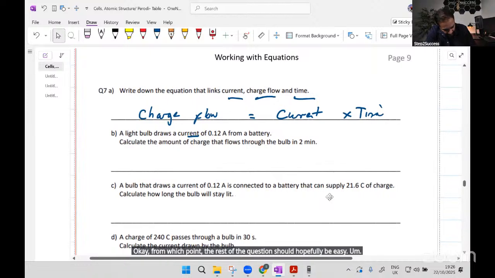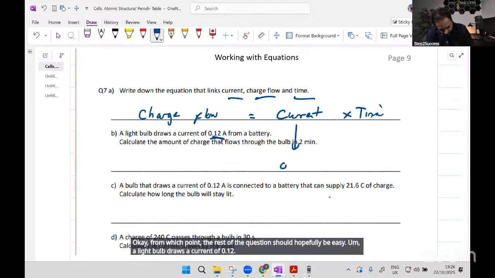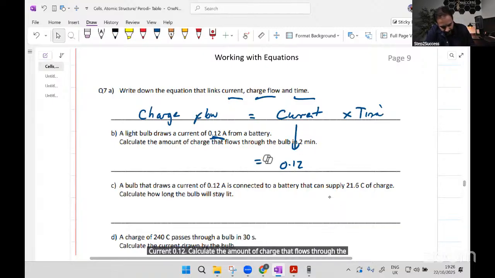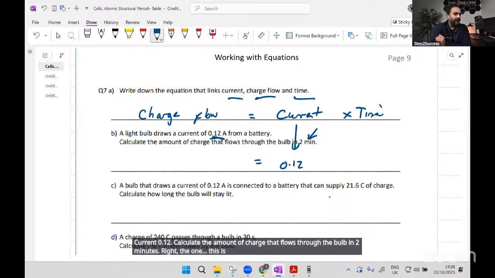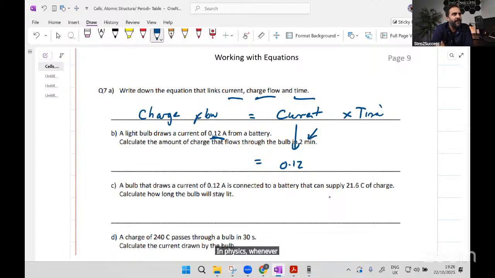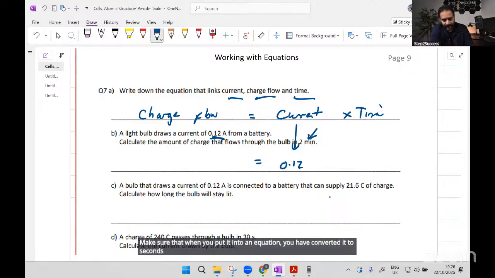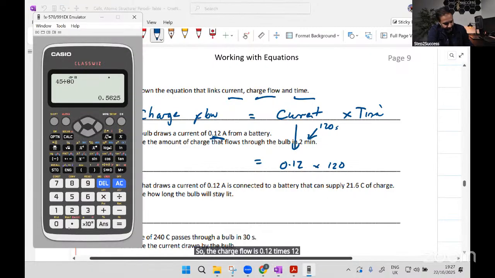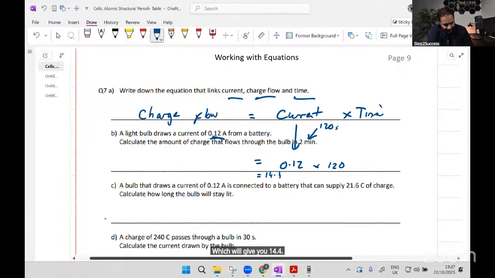A light bulb draws a current of 0.12. Calculate the amount of charge that flows through the bulb in 2 minutes. Right, this is where you have to be very careful. In physics, whenever you see any sort of time mentioned, make sure that when you put it into an equation, you have converted it to seconds. Must do that. 2 minutes is 120 seconds by my calculations. So the charge flow is 0.12 times 120, not times 2, which will give you 14.4. And that would be the answer to the question.